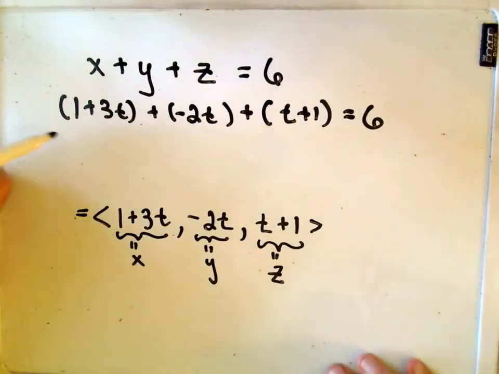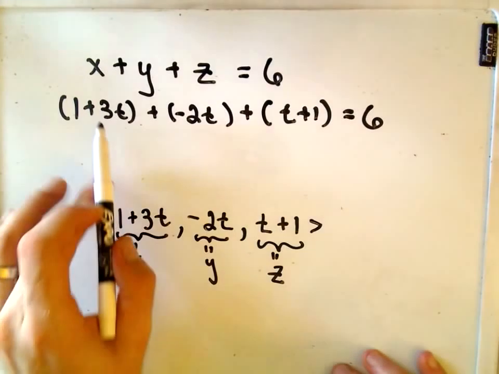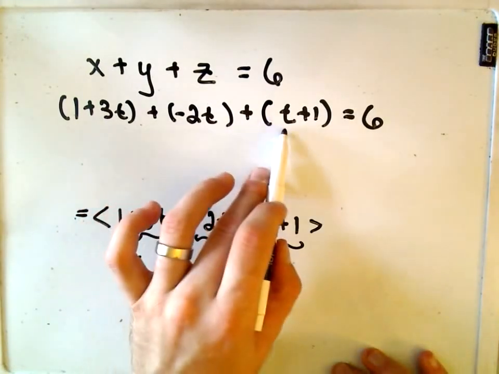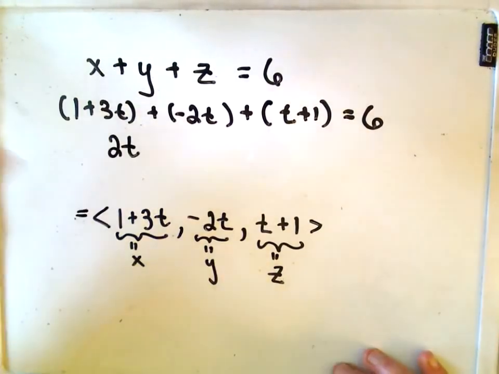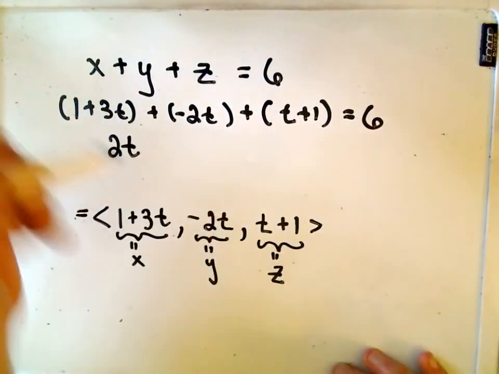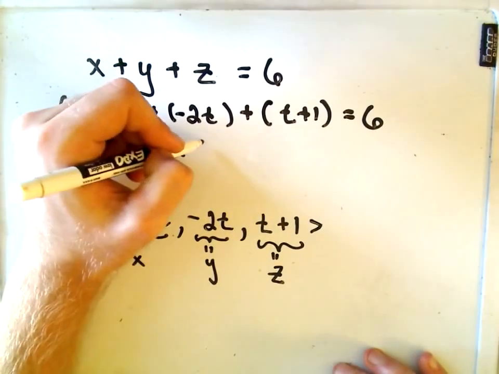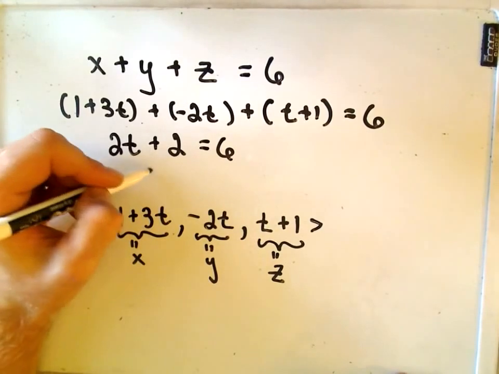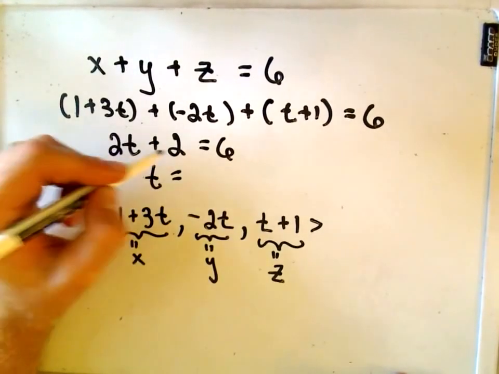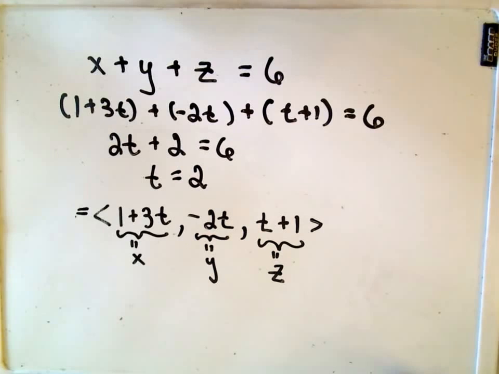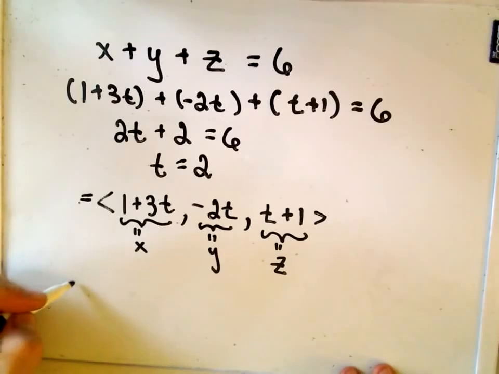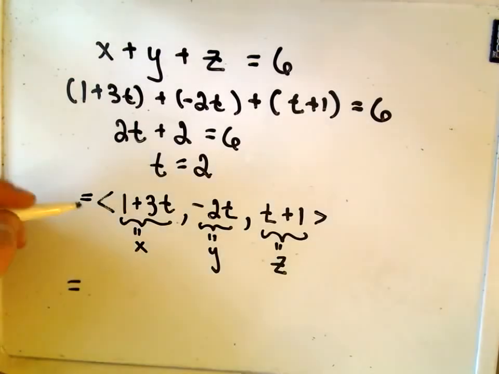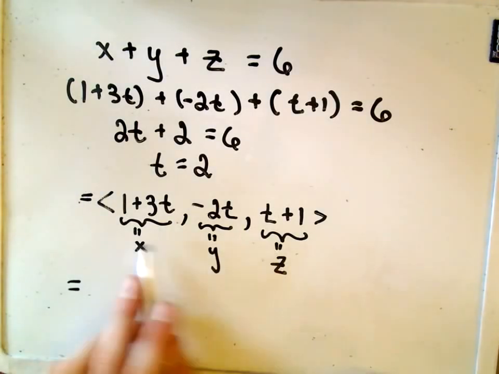Okay, so let's see if we can manage the arithmetic here. So 3t minus 2t, that would be 1t. 1t plus t would be 2t. We have 1 plus 1, so that looks like 2t + 2 = 6. And if we simply subtract the 2, we'll get 2t = 4. Divide by 2, we'll simply get t = 2. And now all we have to do is simply backtrack and plug these into our parametric equations.